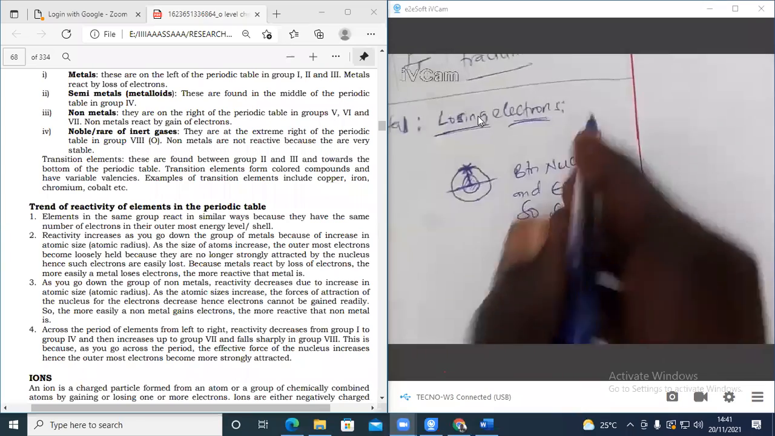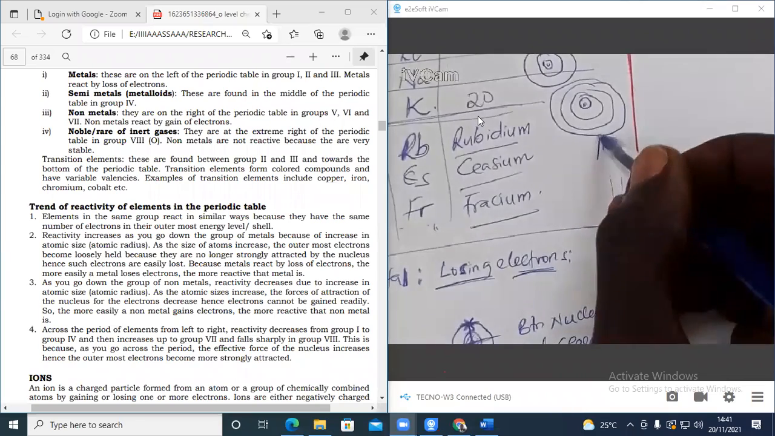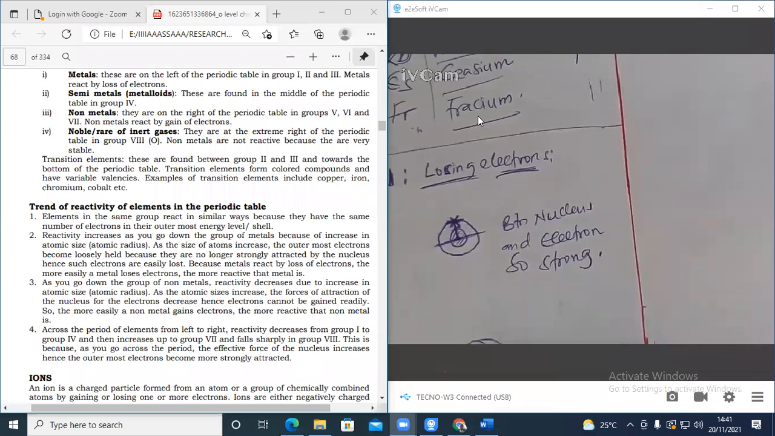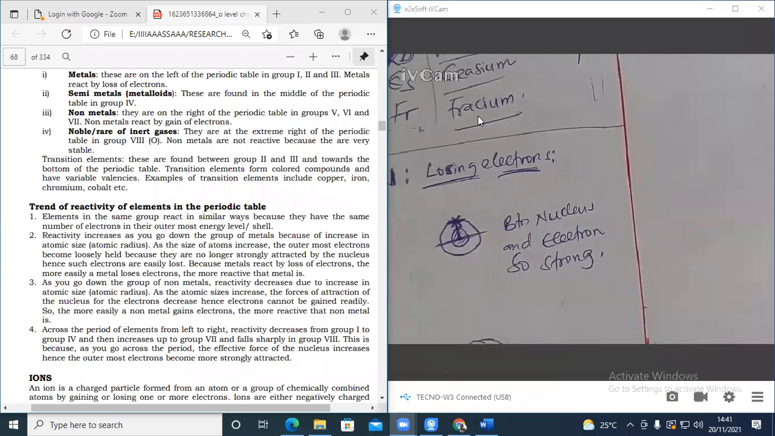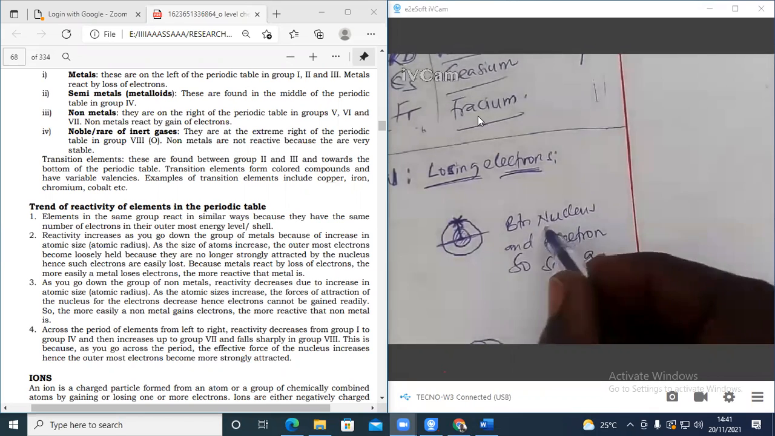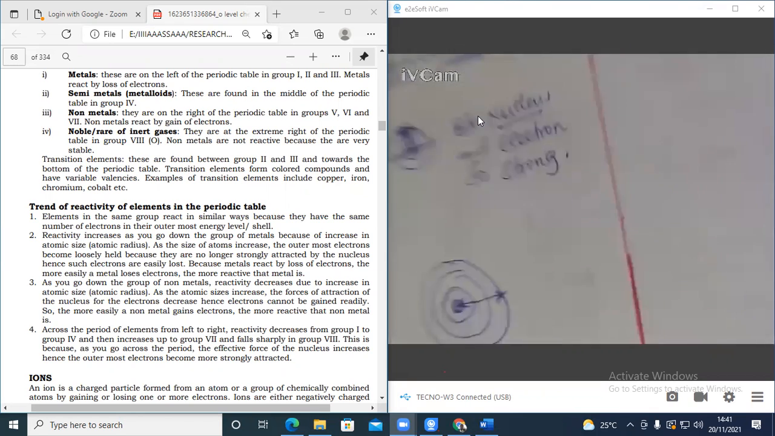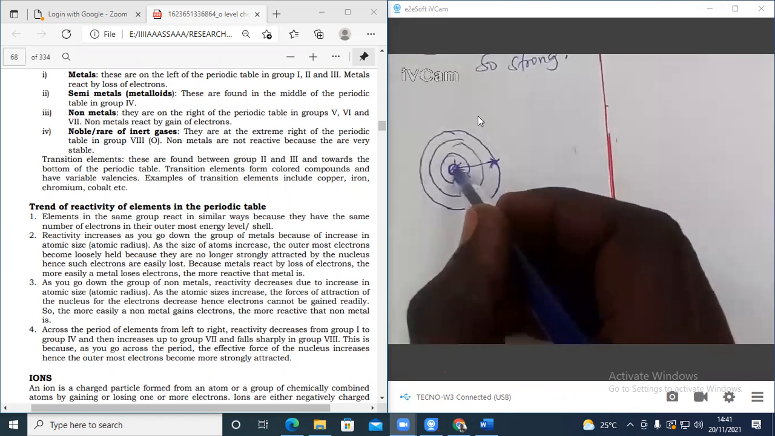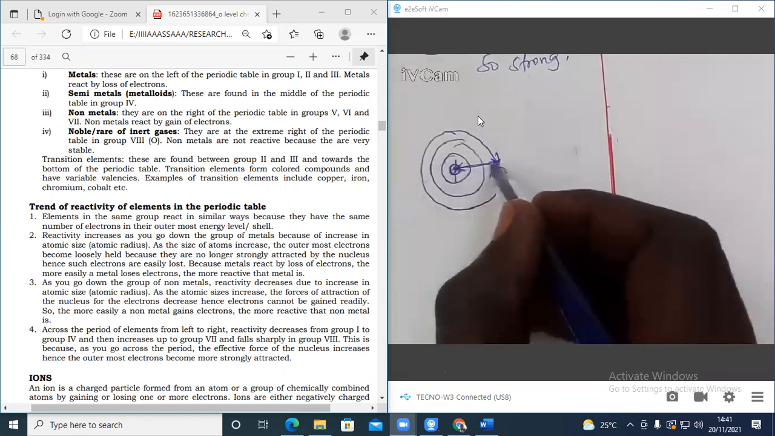But now when you look at something like potassium, it has 4 shells. The first one, the second one, the third one, and then the fourth one. This is the nucleus. This is the last electron here. This is what I'm trying to demonstrate, the force of attraction between the nucleus and the last electron.